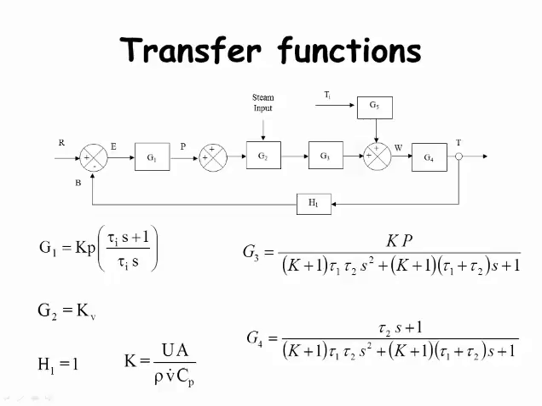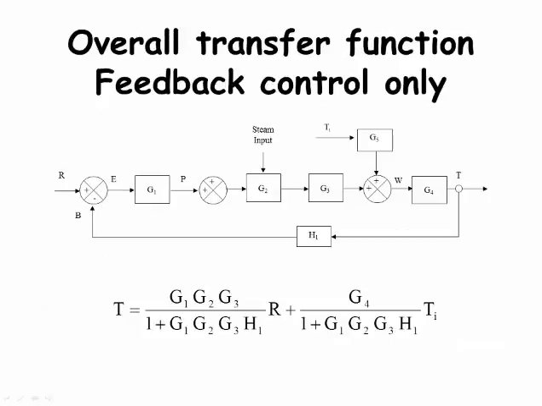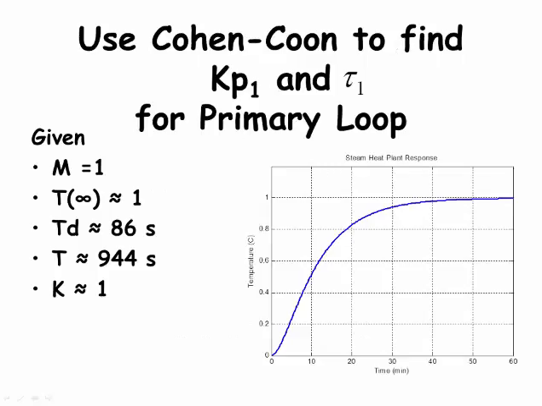G3 describes the water side heat exchange, and G4 describes the steam side heat exchange. Their development is in the course packet. Here is the overall transfer function for the steam heat exchanger with feedback control only. Now assume that we are given a plot of the boiler output when the controller is disconnected from the system, and we input a small step change in the input of magnitude m equal to 1.